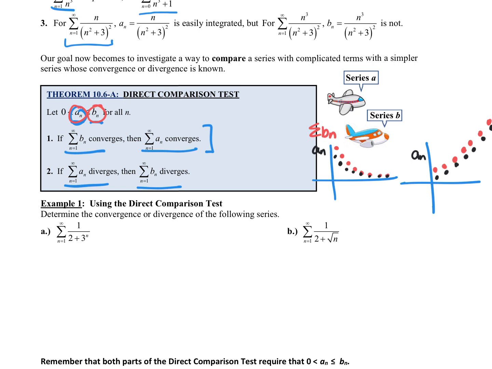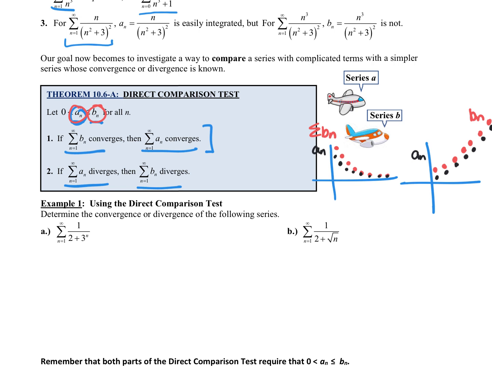So that's the idea behind the direct comparison test. So the first thing you're going to do when you're applying one of the comparison tests is find a series that looks like one of these that we already know something about.